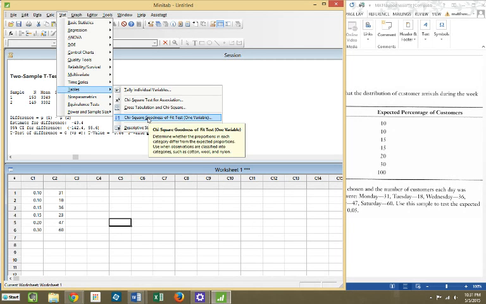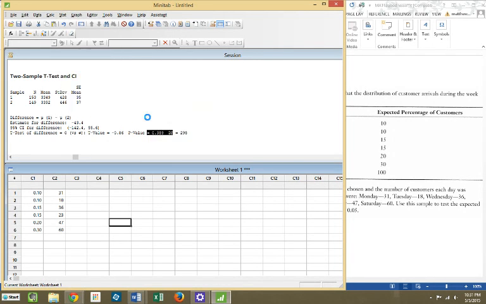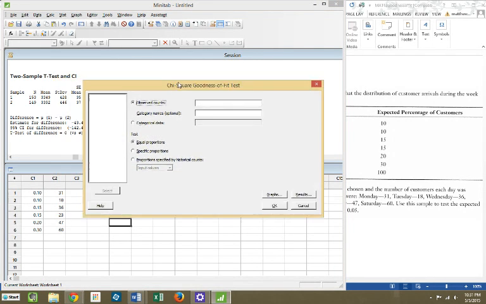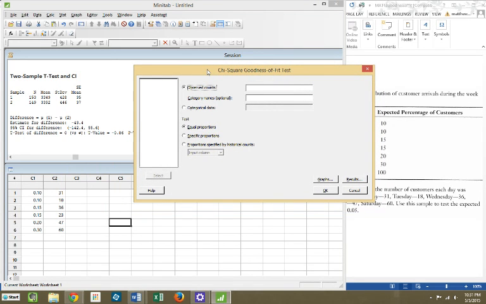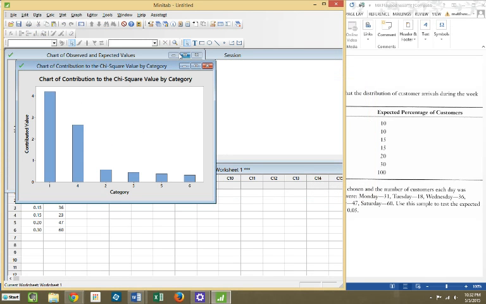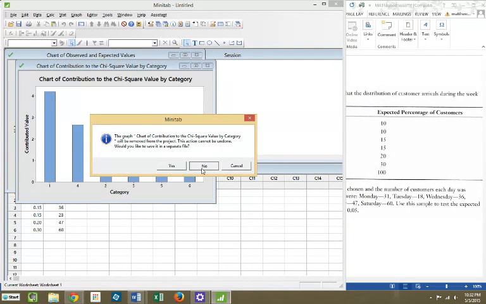In this case, I want a chi-squared goodness of fit. How well does what I see match what I expected? Remember, H0 and H1. H0 is always observed equals expected. H1 is that observed does not equal expected. Now, in this case, we have our observed counts, which is in C2. We have our equal proportions? Well, they're not expecting the same percentage every day, so that's not equal proportions. It is specific proportions, and those are listed in C1. Again, I don't have any options because it either is equal or it's not equal.